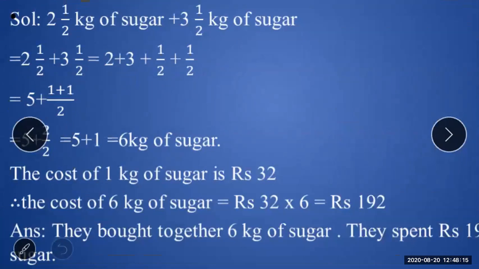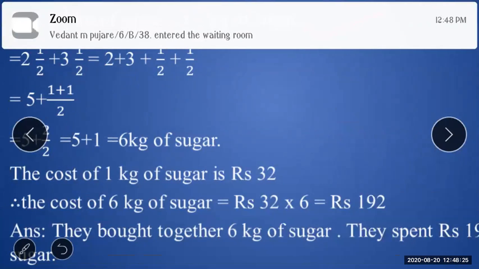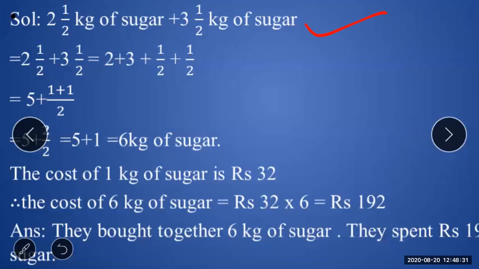Now see, 2.5 kg of sugar plus 3.5 kg of sugar. The first step is, you have to write how many kg of sugar. So 2.5 kg of sugar plus 3.5 kg of sugar. Now here you will remove the statement and directly write the sum, that is 2.5 plus 3.5.